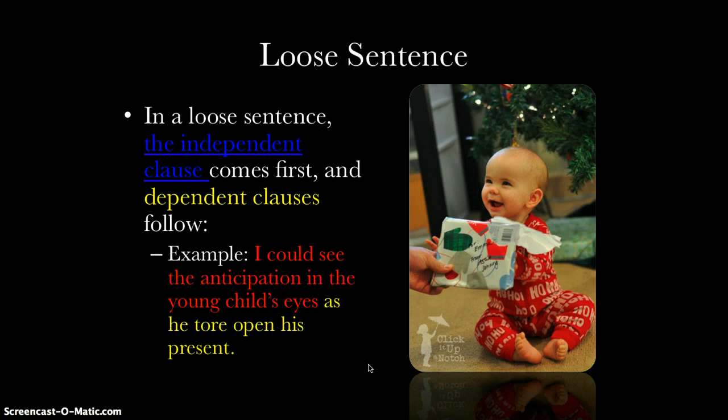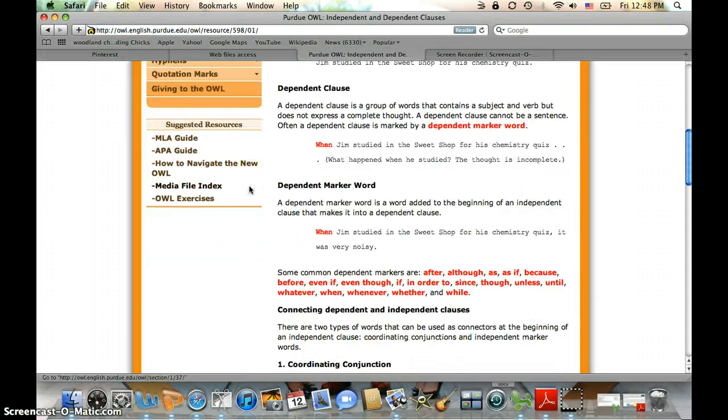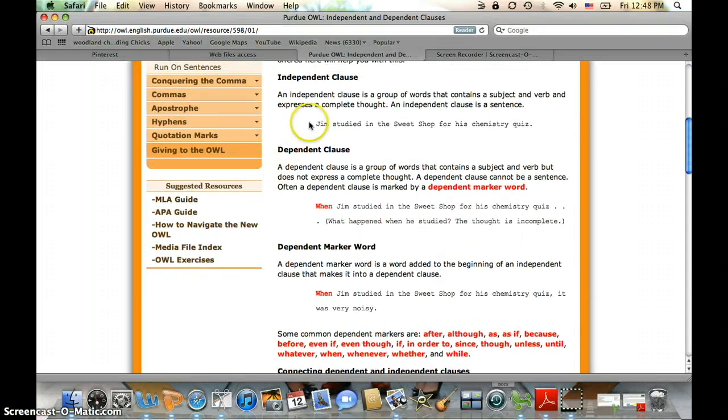So first let's start off with a loose sentence. A loose sentence is where the independent clause comes first and the dependent clause comes closest to the period. Just as a quick reminder, an independent clause has a subject and a verb, and it expresses a complete thought. Here in this sentence, Jim studied in the sweet shop for his chemistry quiz. Subject is Jim. What did Jim do? He studied, and then the rest of it makes a complete thought.